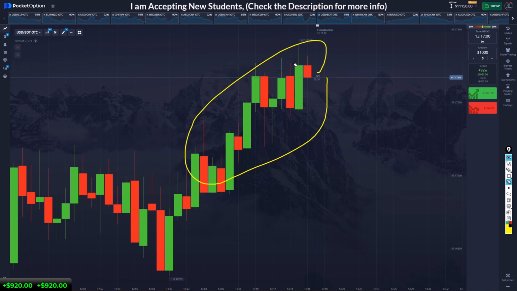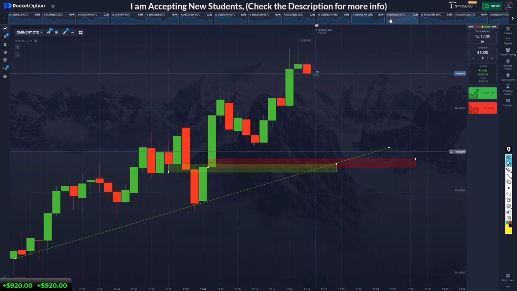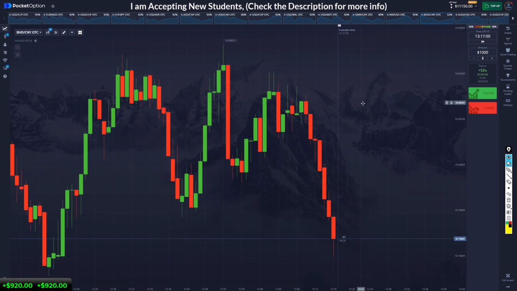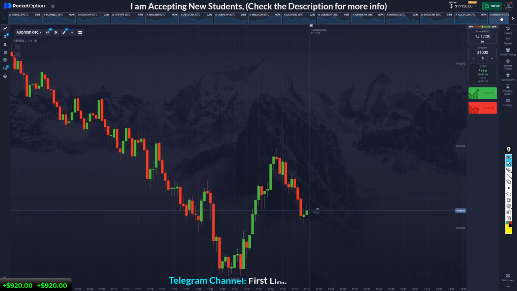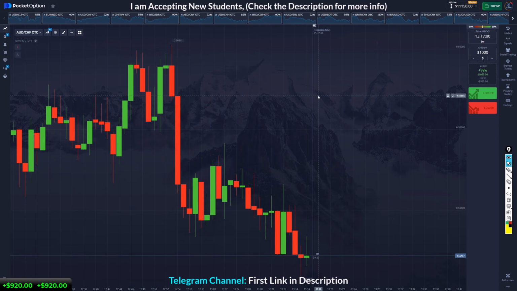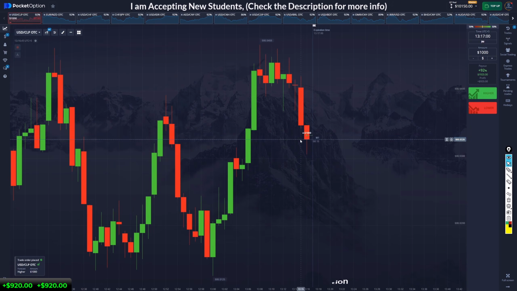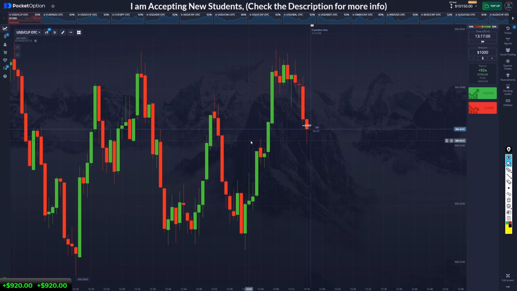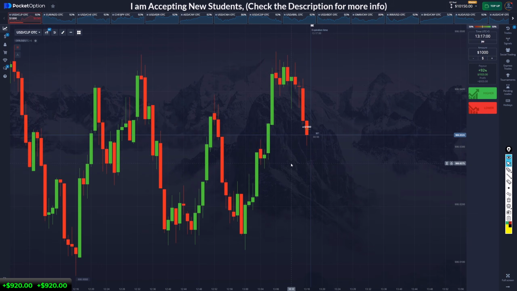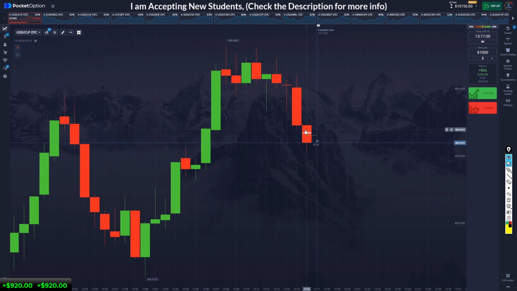Come on, it didn't really go up. I was planning to enter somewhere here. That's fine. All right, we have a Doji trade here. I take this trade right now. I'm expecting a rejection right here. Let's see. Yeah.